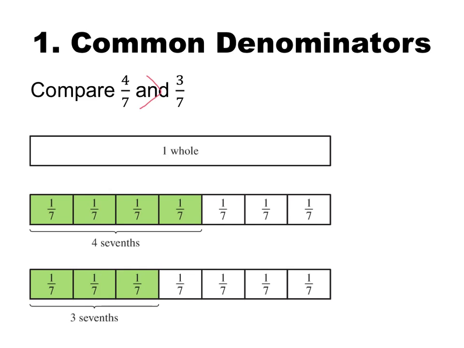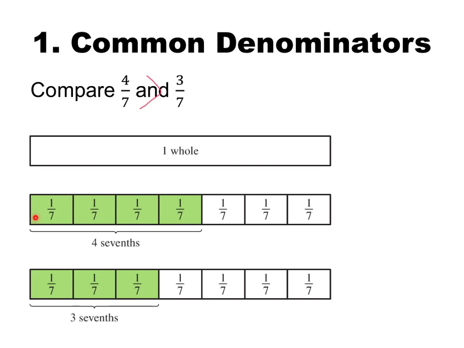Well, let's draw pictures of these fractions 4/7 and 3/7. We're going to start off with a strip here representing a whole. 4/7 means that we're going to take that whole and divide it up into 7 pieces, and then we are going to select 4 of those pieces. And so this picture here represents that fraction 4/7. Now 3/7 means that we're going to take that same whole, divide it up into 7 pieces, and select 3 of those pieces. So there's a picture of that fraction 3/7.